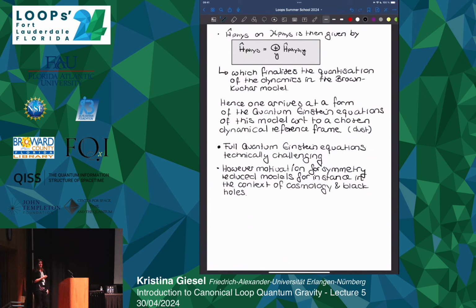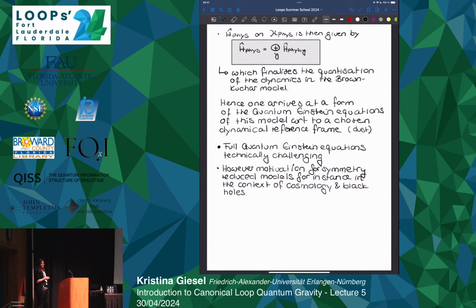And hence the aim which I was discussing on my first slide, that canonical loop quantum gravity aims to give you a canonical quantized form of Einstein's equations, is in a sense completed or is done with respect to a chosen dynamical reference frame. Because only then was it possible to derive the classical reduced phase space. And in this sense, the model I was presenting here is an observer-dependent quantum version of the Einstein equations.